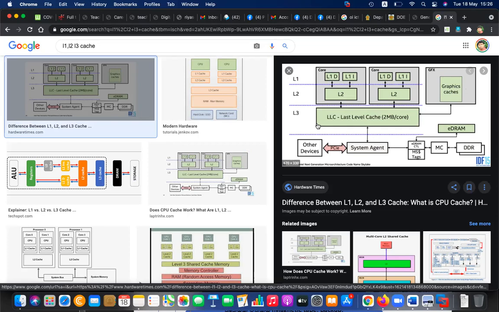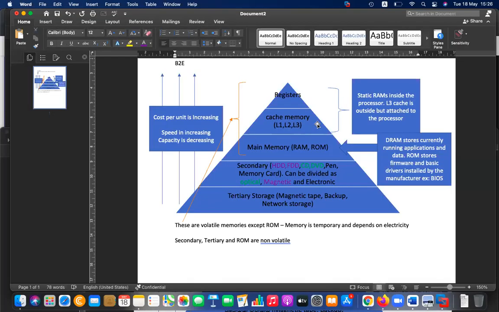Right? So what is this cache memory? Right, now you know what is DRAM. What is DRAM? What is inside DRAM? Yes. What is inside DRAM? Currently running application. Currently accessing programs.